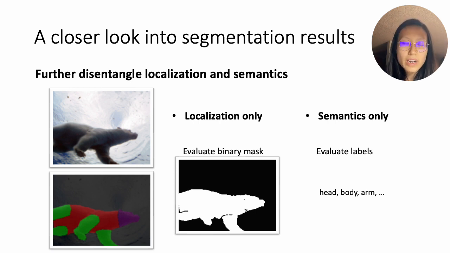To evaluate localization only, we merge all the regions for different categories into one single region so that the prediction segmentation mask is transformed into this binary mask, and then we can evaluate the shape of this binary mask only to represent localization results. To evaluate semantics only, we transform the prediction into a set of labels like head, body, and arms, and then we can evaluate the accuracy of the predicted labels only.